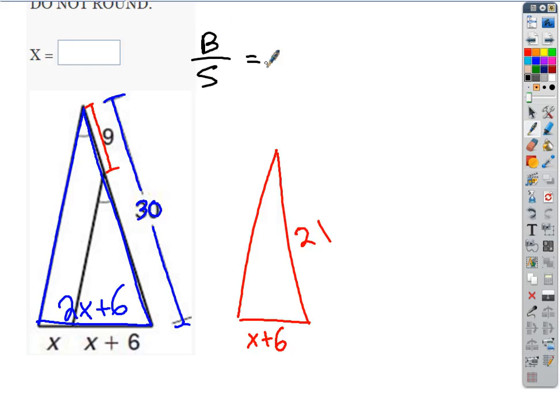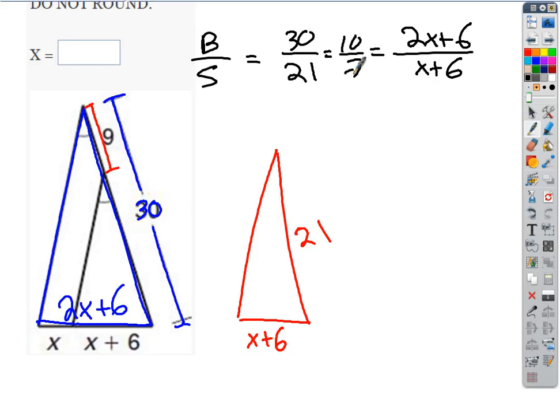The right side of the big triangle is 30. The right side of the small triangle is 21. And then the base of the big triangle is 2x plus 6. The base of the small triangle is x plus 6. We always want to reduce those if we can. That one reduces. 30 over 21 reduces to what? What's a number I could divide into both the top and the bottom? Okay, good. I could divide top and bottom by 3, couldn't I? So I could write that as 10/7.